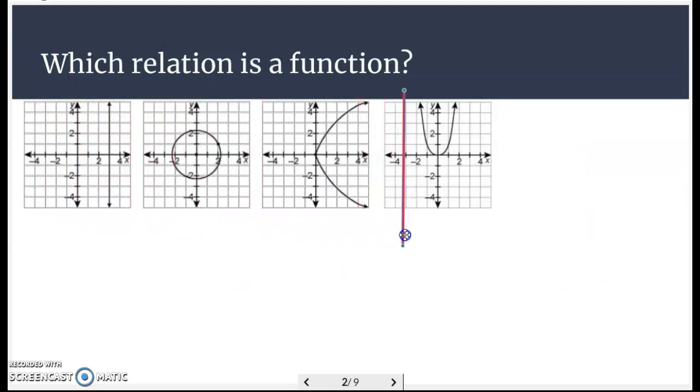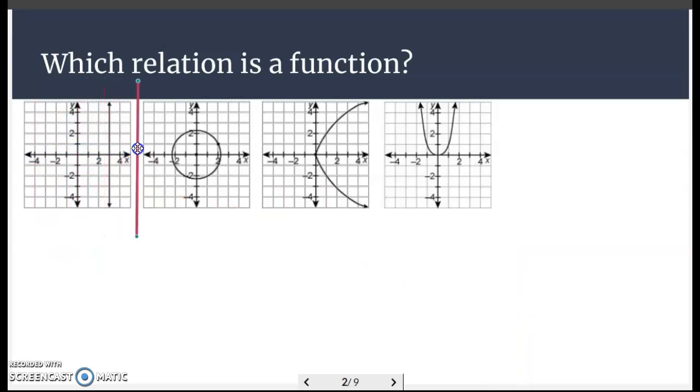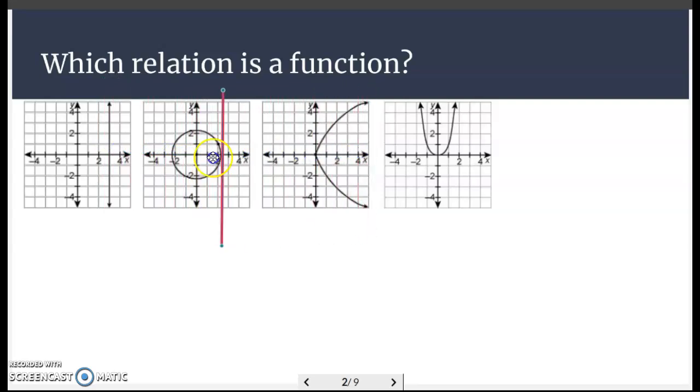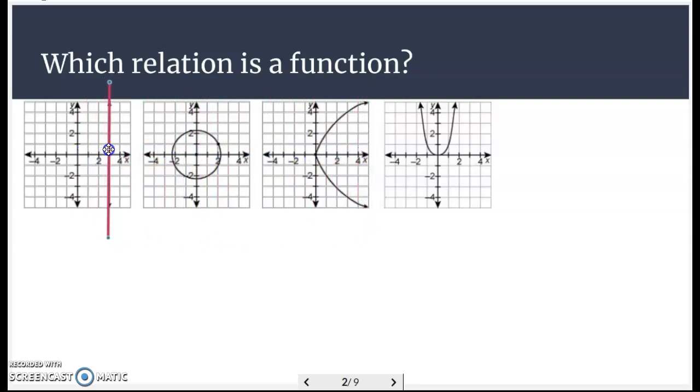And there are 4 examples here. The rule for the vertical line test is, if as you scan, it touches the graph at most one time in any given instance, then it is a function. Now notice this first one. It's touching this vertical line a whole bunch of times. So this first one is not a function.